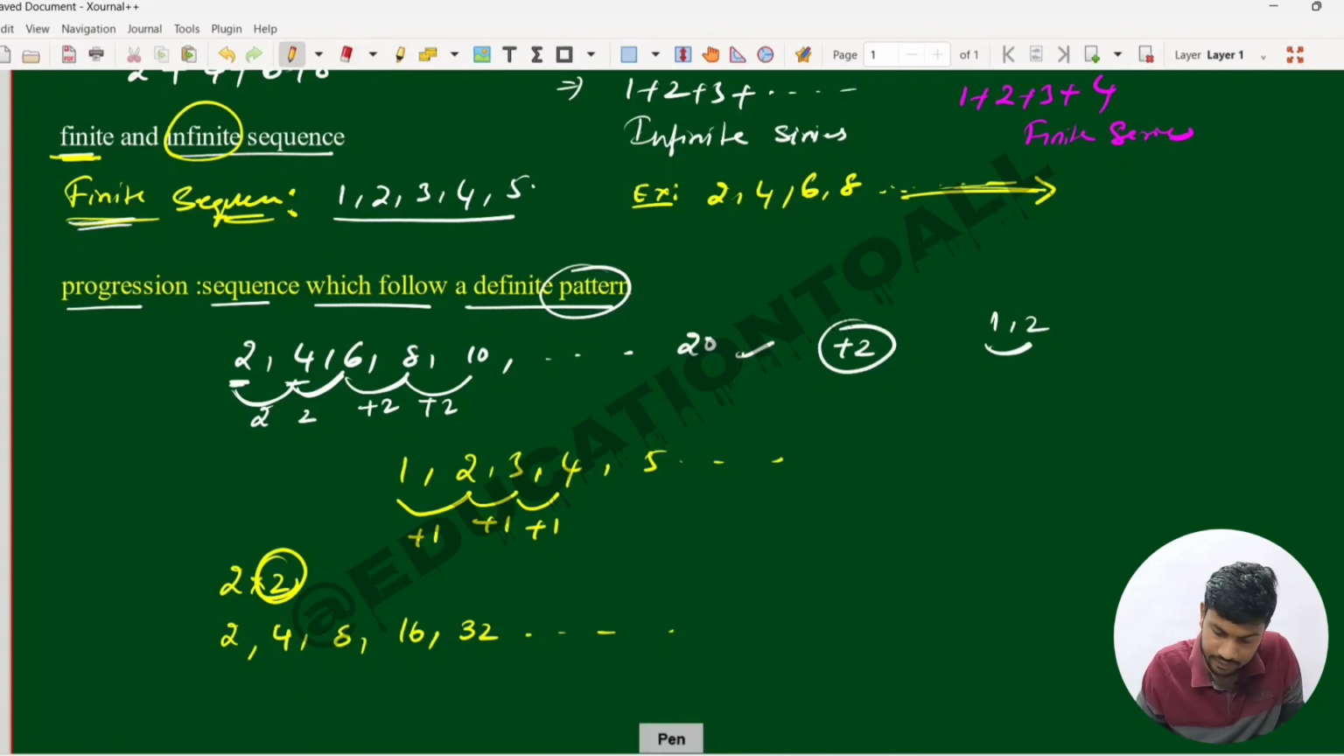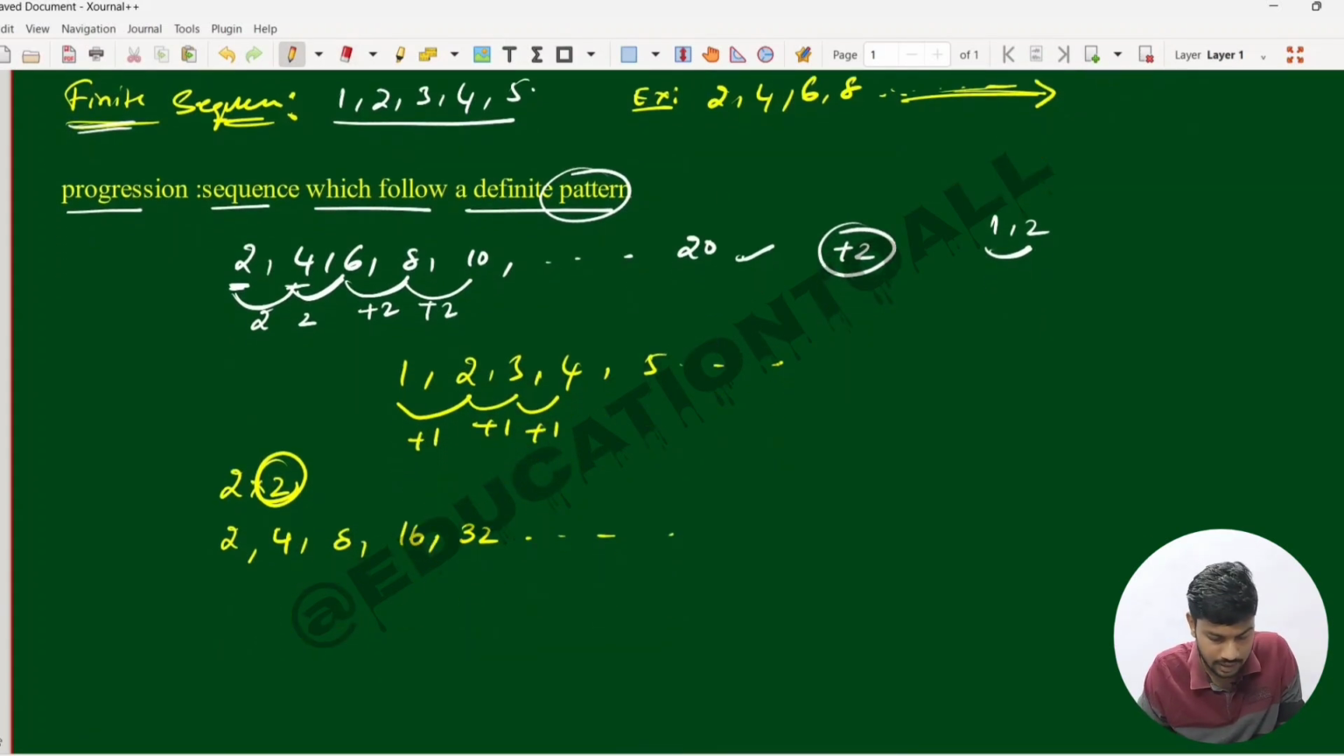Then if I divide, that is also okay. If I multiply or divide, it means the same: the sequence follows a different pattern. A pattern is doing something consistently, which is called a pattern. So this is called progression.